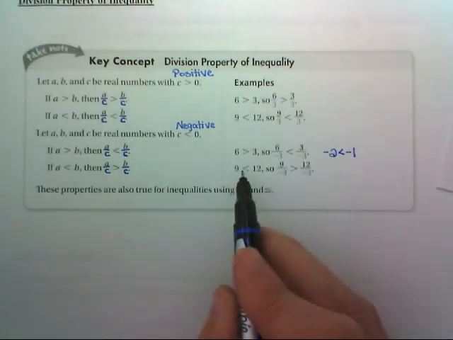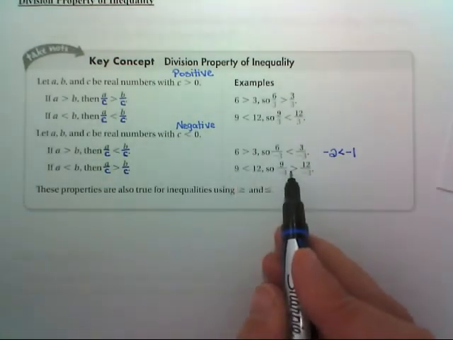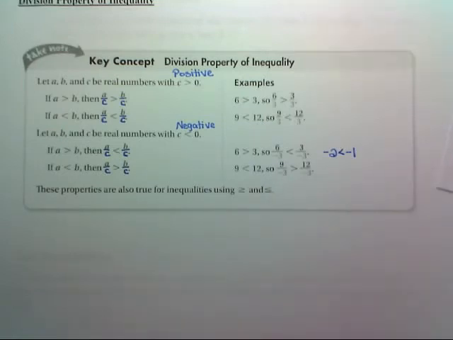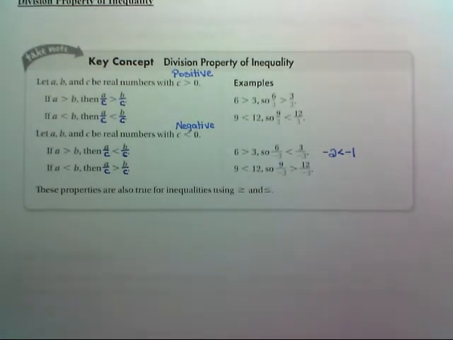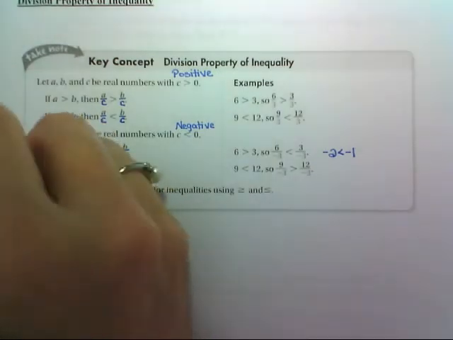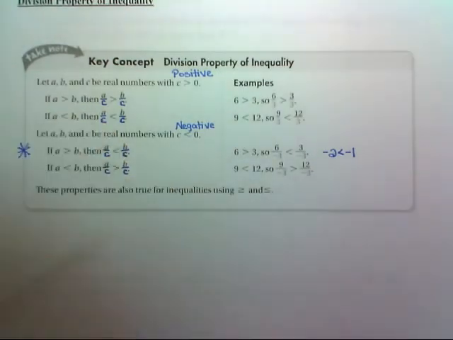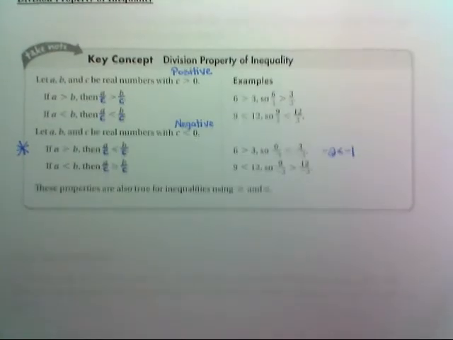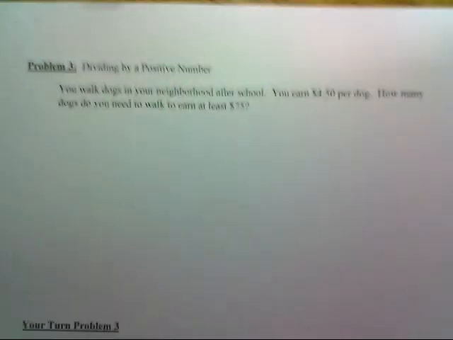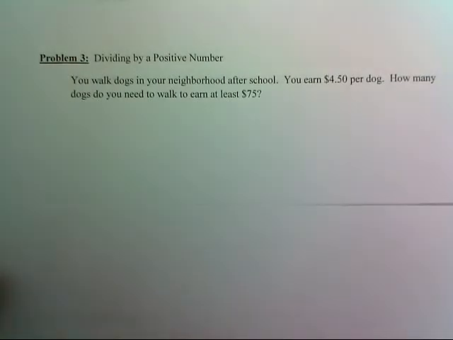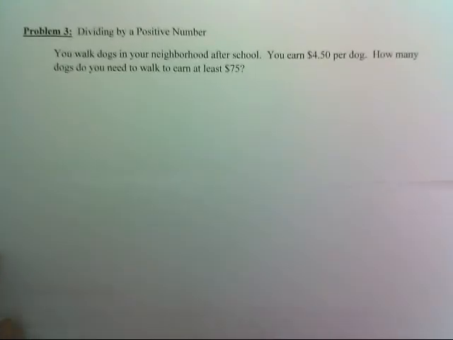So the same thing would hold true with your less than sign. You would have to flip that and make it a greater than sign. So division is just like multiplication. You've got to remember when dividing both sides by a negative number, it's going to reverse your inequality symbol. So let's take that and let's look at problem 3. And this actually is a word problem, so this will get us some practice in writing inequalities.